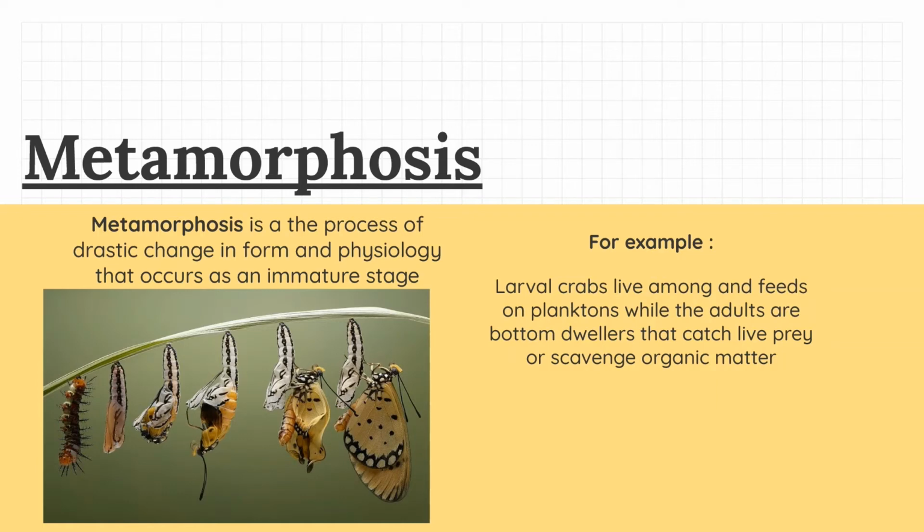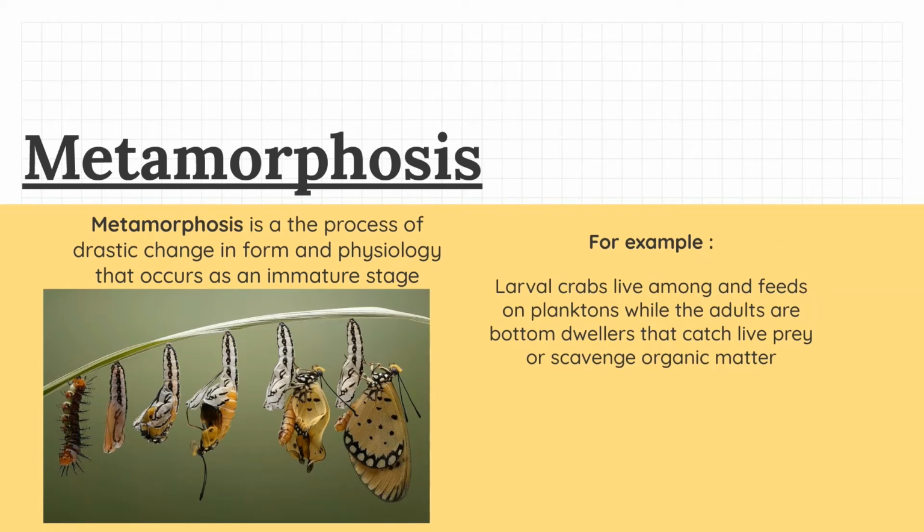So the fifth and final reason on why the arthropods are the most successful group of animals is metamorphosis. What is metamorphosis? Metamorphosis is a process of drastic change in form and physiology that occurs as an immature stage matures, or in other words, growing up. For example, larval crabs or baby crabs live among and feast on plankton, while the adults are bottom dwellers that catch live prey or scavenge organic matter.